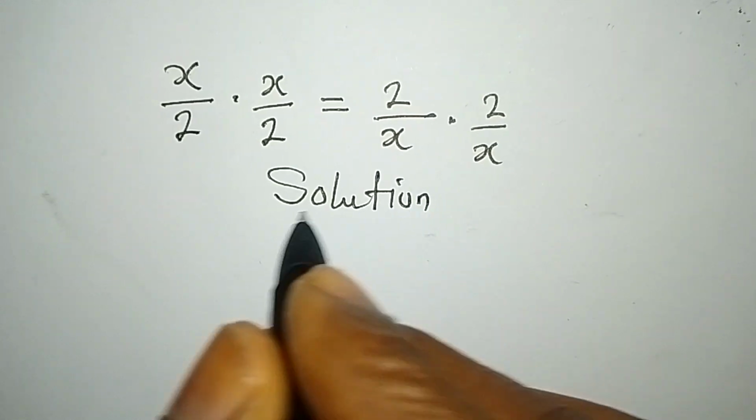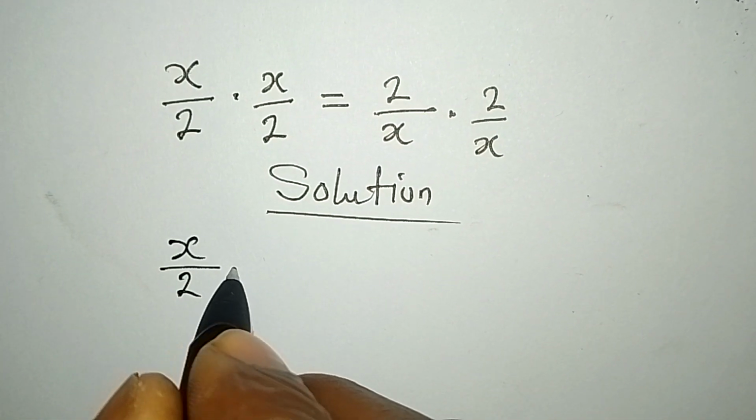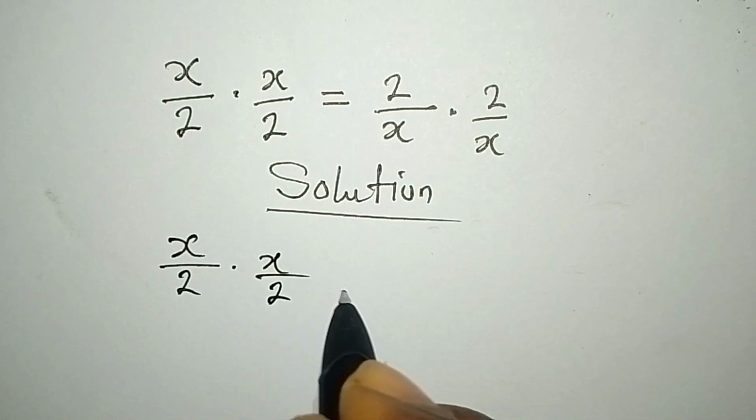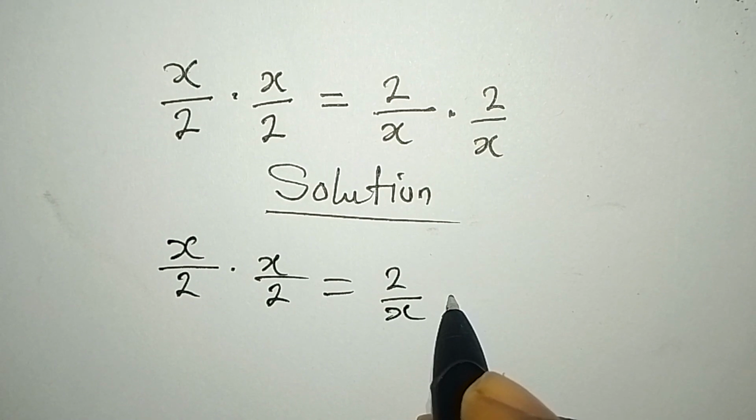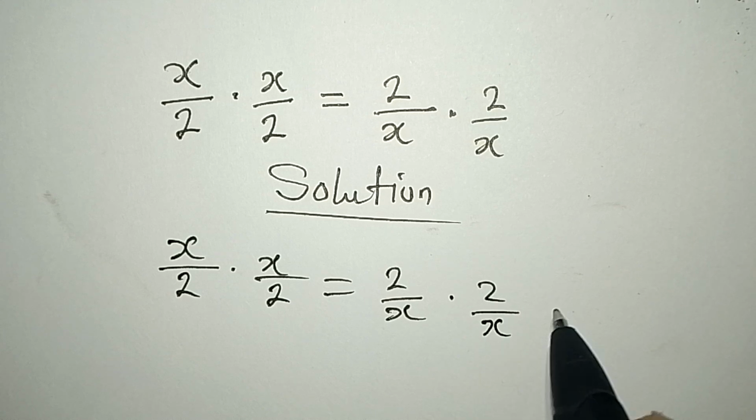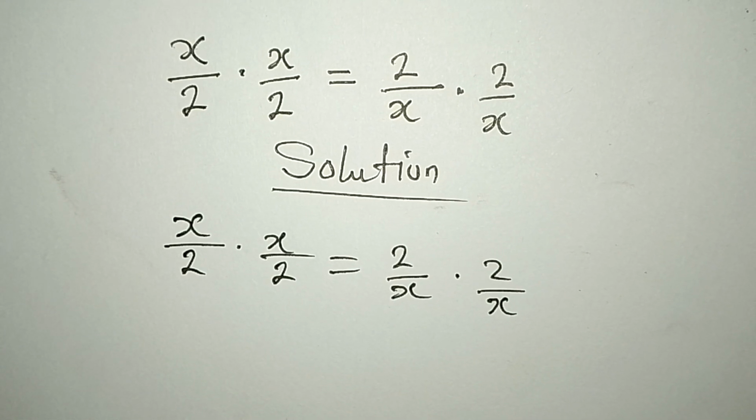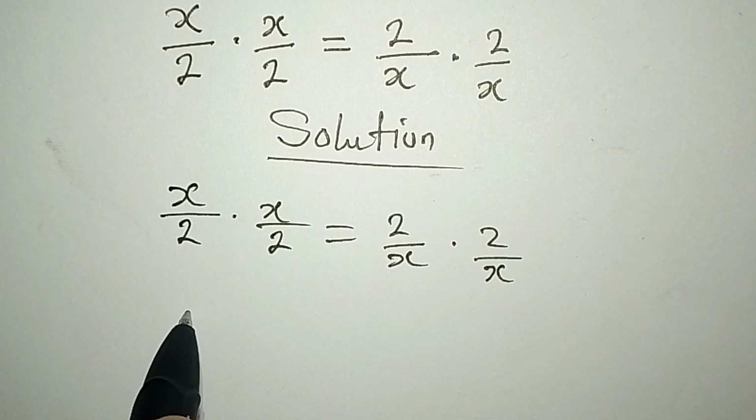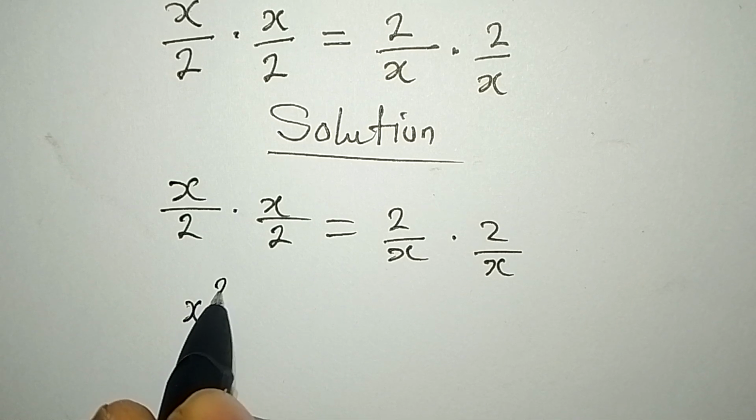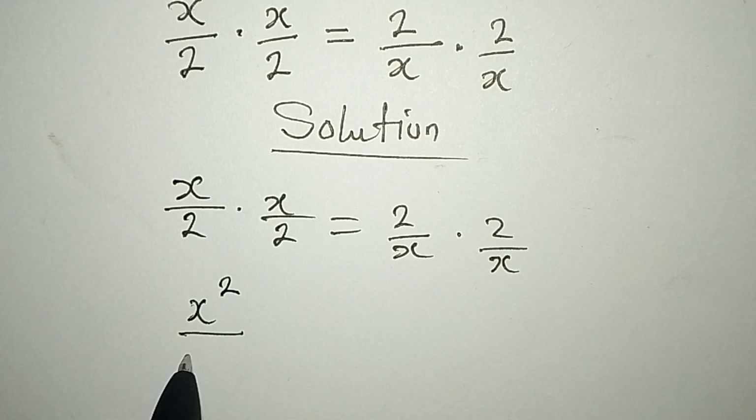Let's provide a solution to this. x over 2 multiplied by x over 2 is equal to 2 over x multiplied by 2 over x. How do we deal with this problem? It's very simple. x multiplied by x will give us x to the power of 2. 2 multiplied by 2 will give us 4.